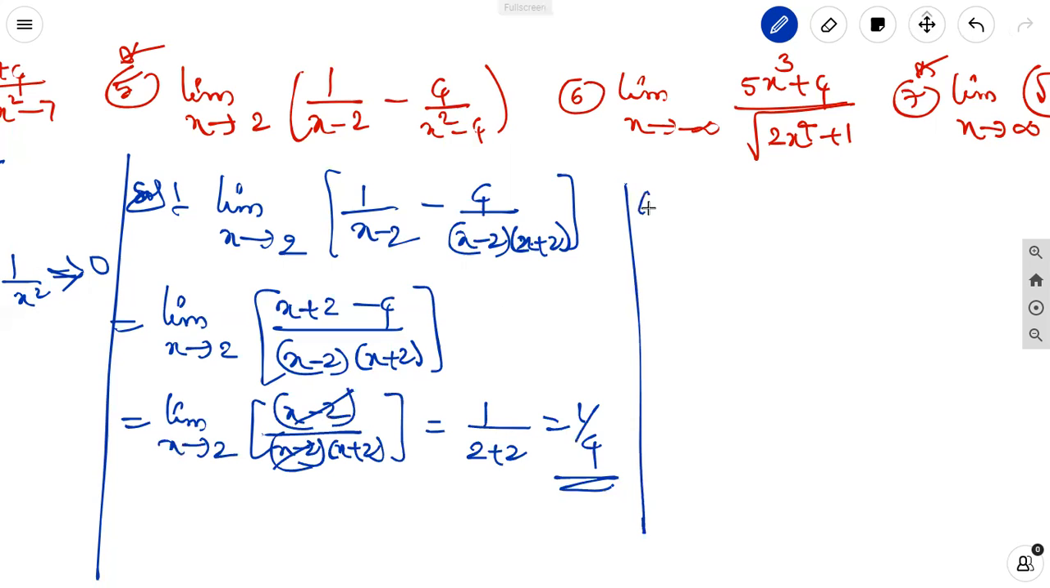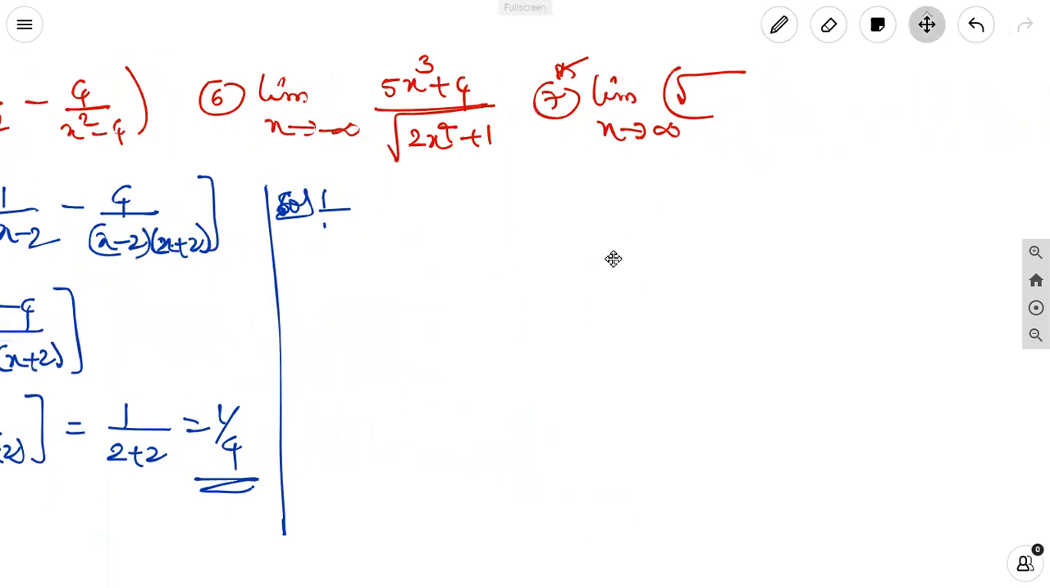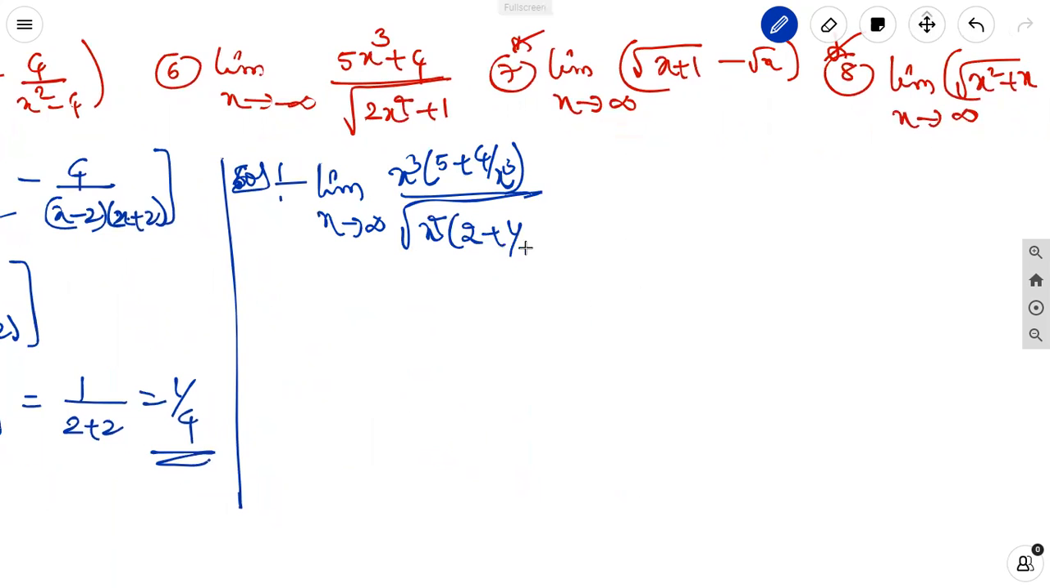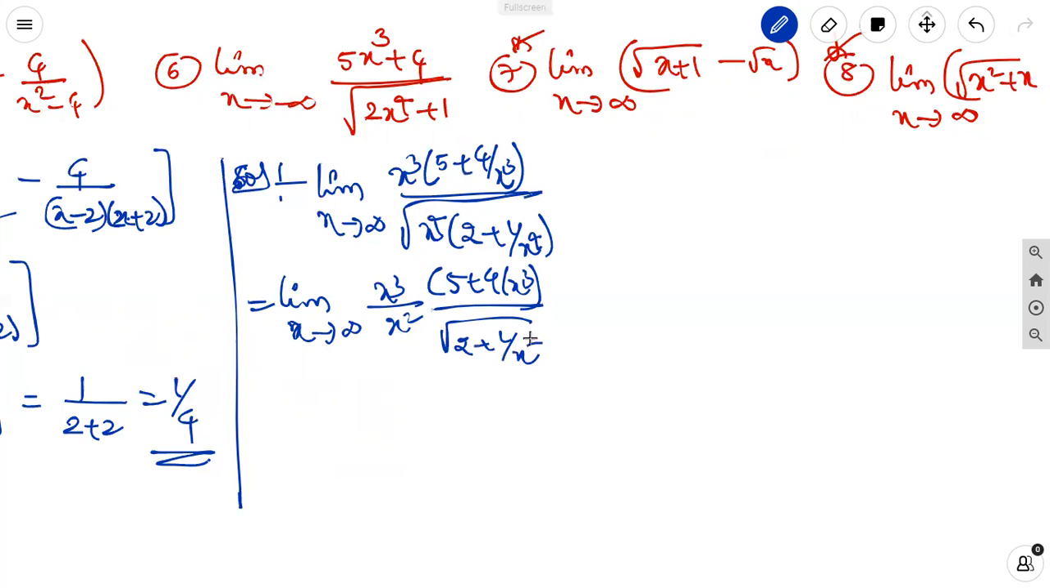Sixth solution. Here also it is the same as the previous problem. In the numerator, we can take x cube common, that is 5 plus 4 by x cube, and in the denominator x to the power of 4 common in the under root, 2 plus 1 by x to the power of 4. After that you can write it outside: limit x tends to infinity x cube by x square into 5 plus 4 by x cube by under root of 2 plus 1 by x to the power of 4.